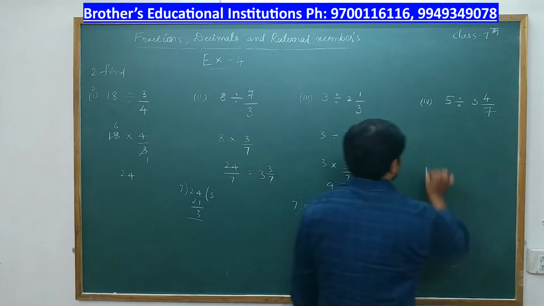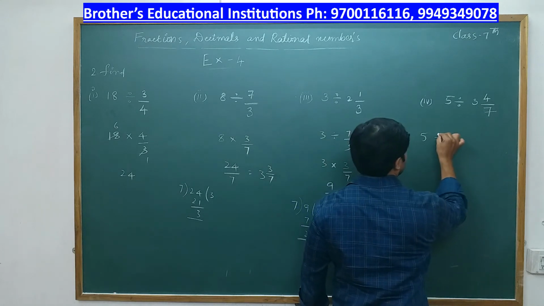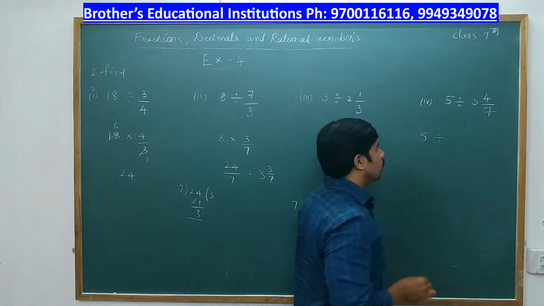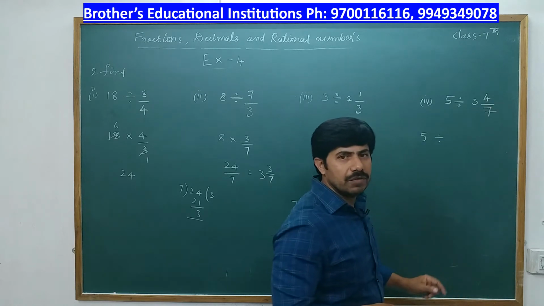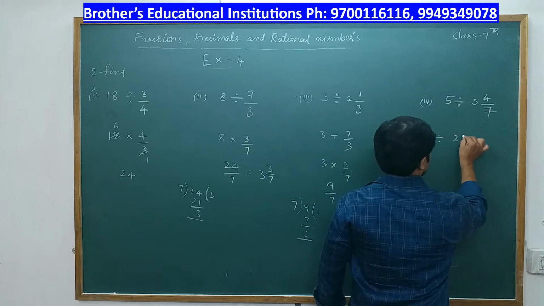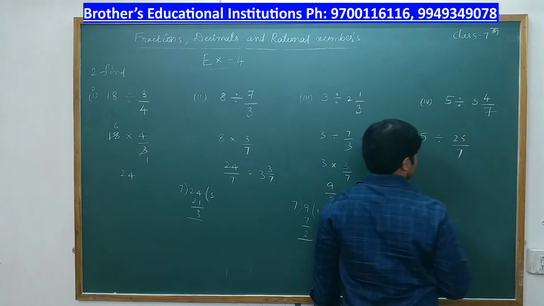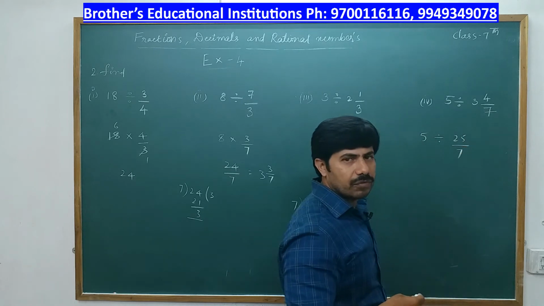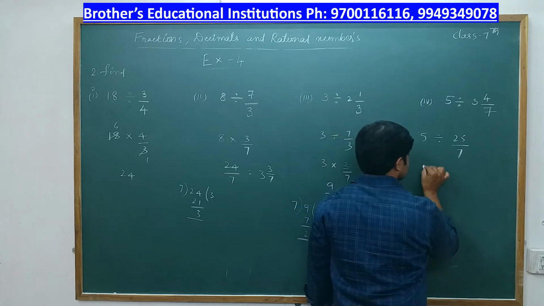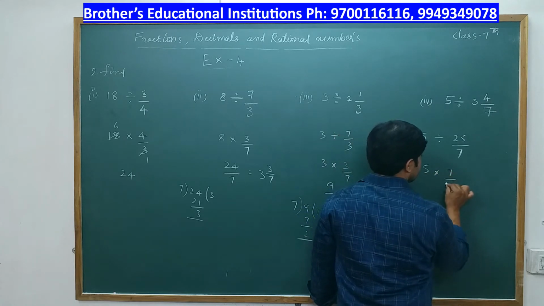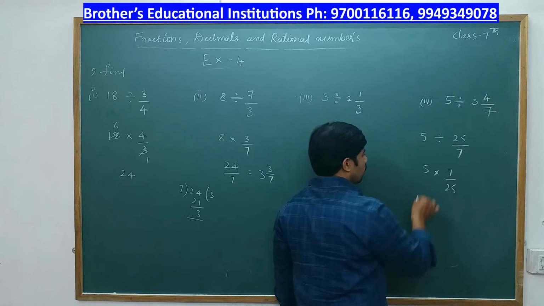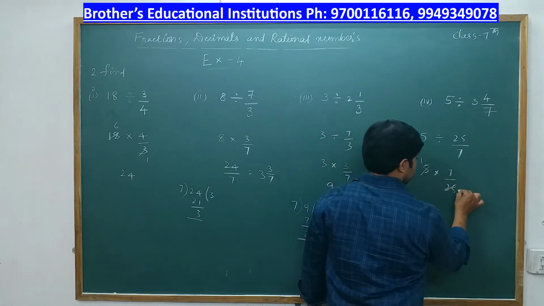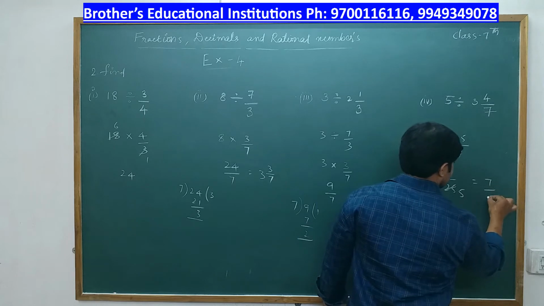So here 5 divided by, first we'll convert into an improper fraction. 7 threes are 21. 21 plus 4 is 25 by 7. So we write 25 by 7. Now I'll take the reciprocal of 25 by 7. So we write it as 5 into 7 by 25. Now after this we can eliminate. 5 ones are 5, 5 fives are 25. So we get 7 by 5.